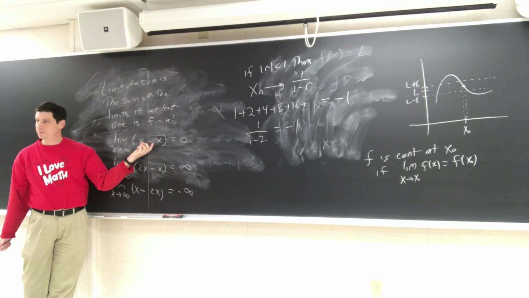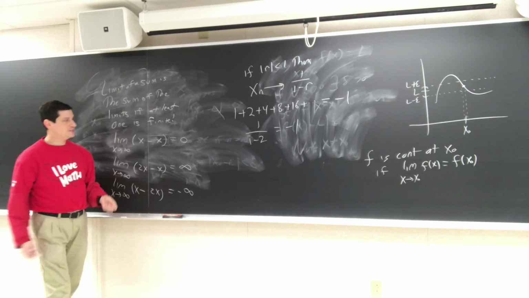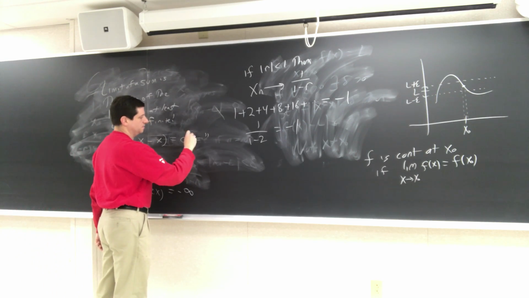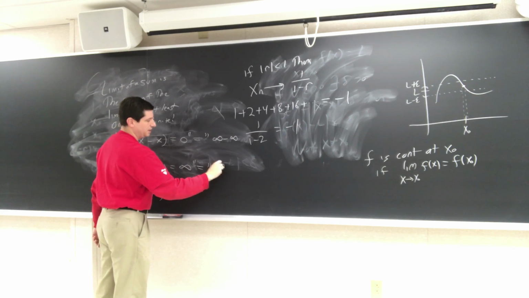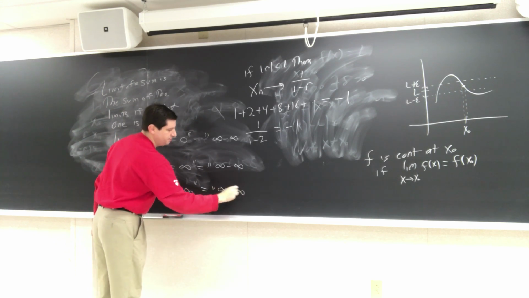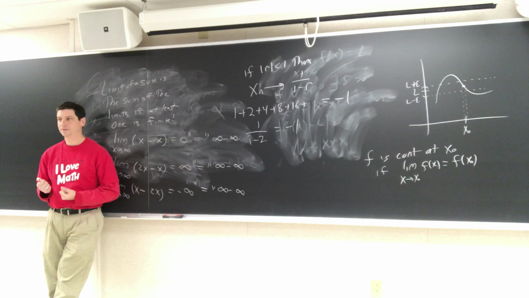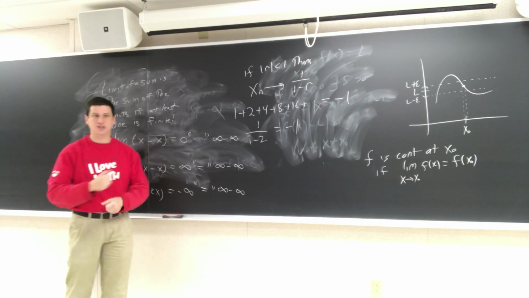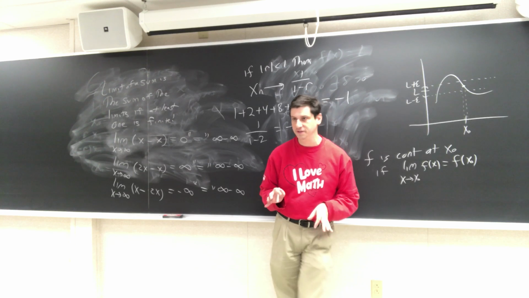But if we split this up, the limit of a difference is the difference of the limits. I have the limit of x, which is infinity, minus the limit of x, which is infinity. So in this case, I would get infinity minus infinity. And in this case, infinity minus infinity. And in this case, infinity minus infinity. We can't deal with infinity minus infinity. There are a couple of things that we're just flat out not allowed to deal with.